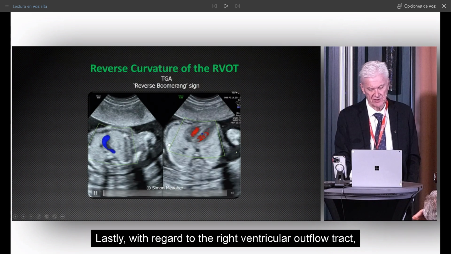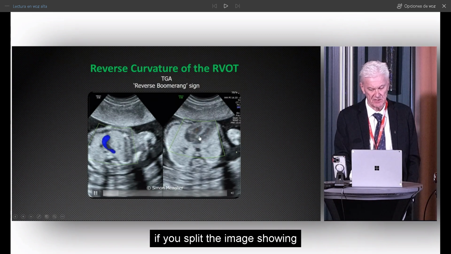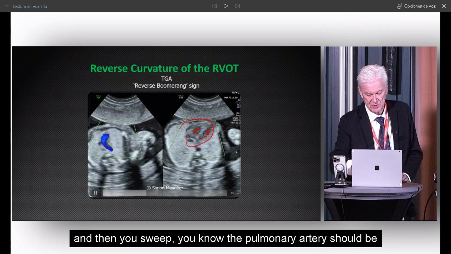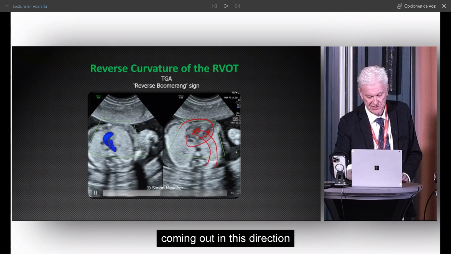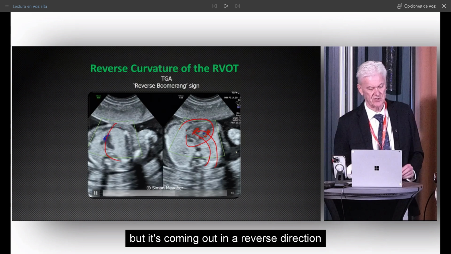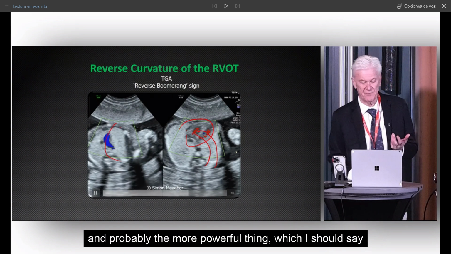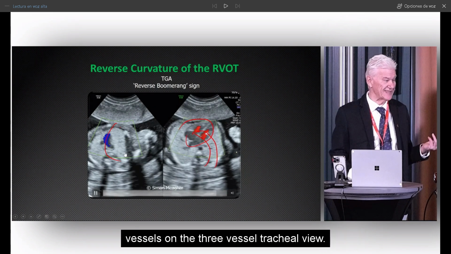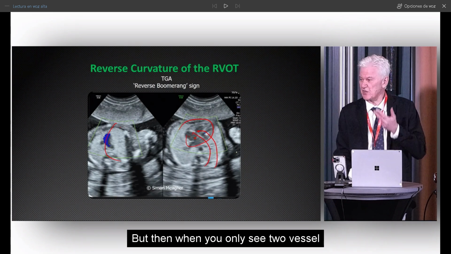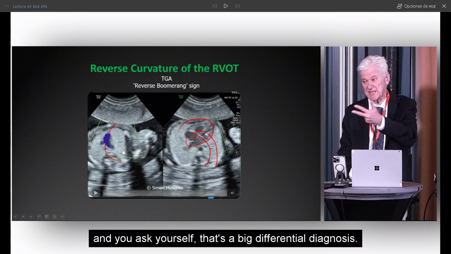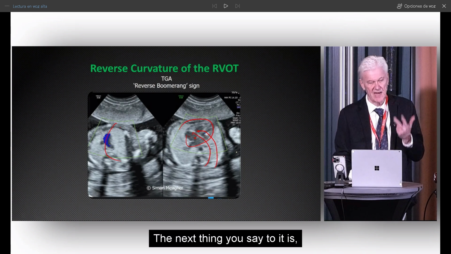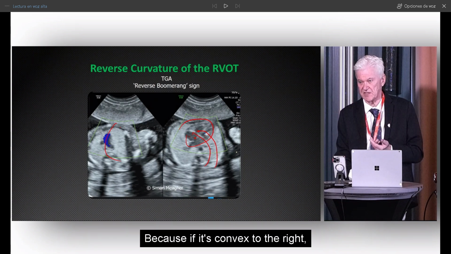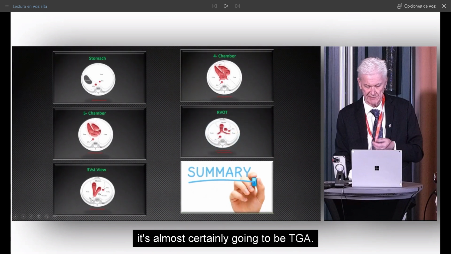Lastly, with regard to the right ventricular outflow tract, if you split the image showing that this is inflow into the ventricles, and then you sweep, you know the pulmonary artery should be coming out in this direction, but it's coming out in a reverse direction. And probably the more powerful thing, which I should say with regard to TGA when you see this, is there's only 2 vessels on the 3-vessel tracheal view. But then when you only see 2 vessels, and you ask yourself, that's a big differential diagnosis. The next thing you say to it is, what is the curvature of the great artery? Because if it's convex to the right, it's almost certainly going to be TGA.